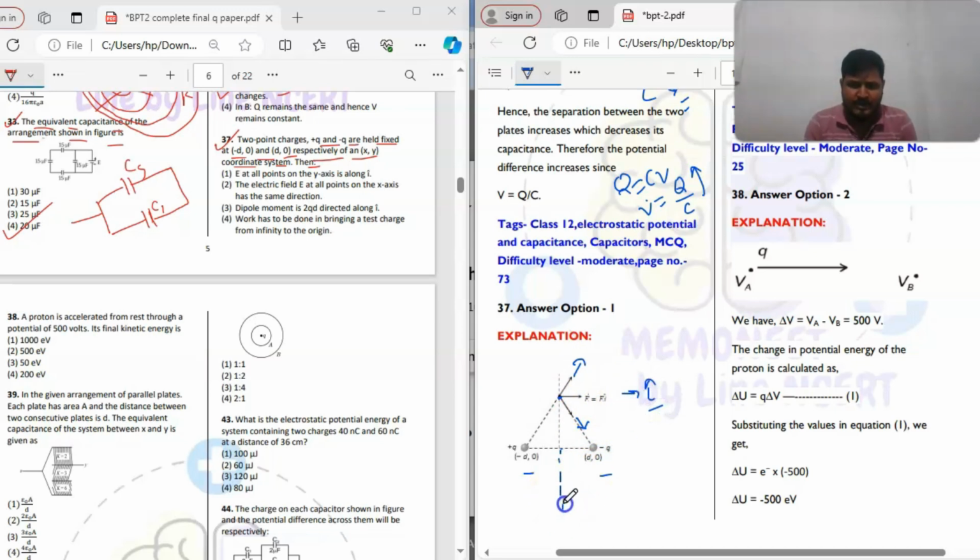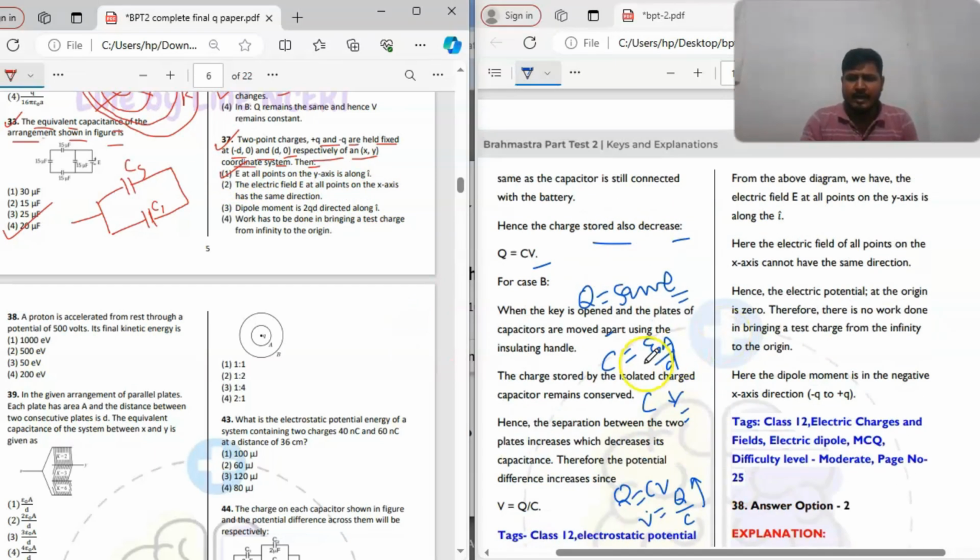Now suppose the point is here. Please tell me the electric field due to plus Q is in this direction, and the electric field due to minus Q is in this direction. So what is the net electric field? Towards the right. So we have to choose one correct option. Which option is the correct option? Our first option is the correct option, right? Okay, now move to the next questions.